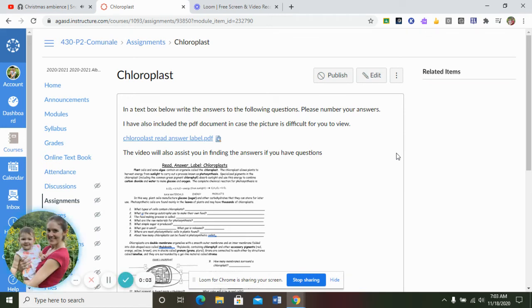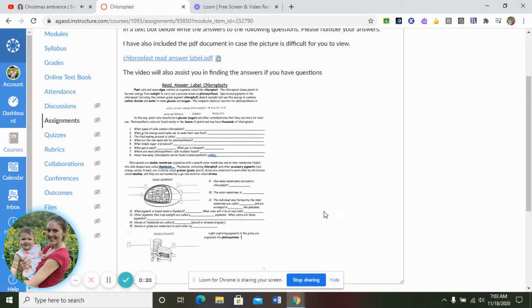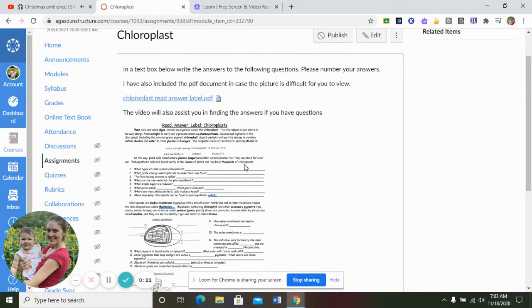Alrighty guys, today we're going to do a little chloroplast reading and answering questions paper. On yours, you should have a blue submit button up here at the top, and you're going to click that submit button, and that should open up a text box below the assignment, and that will be where you will submit your work. You're not going to be able to write directly on this picture here or on the PDF, so you'll need to number your answers.